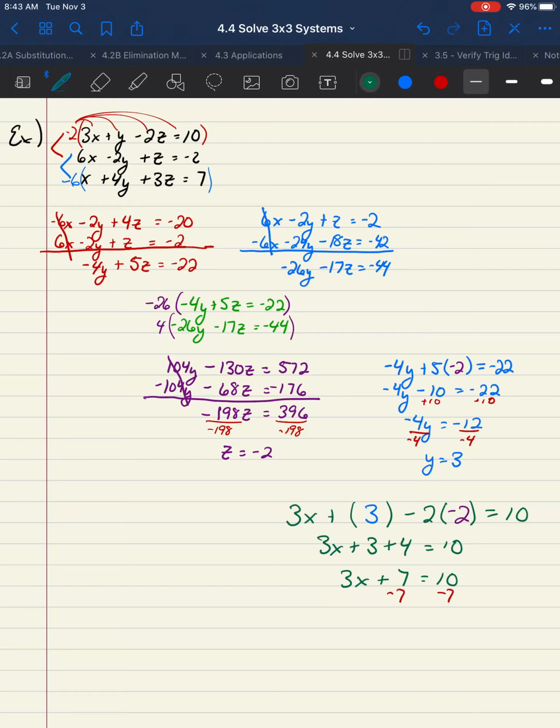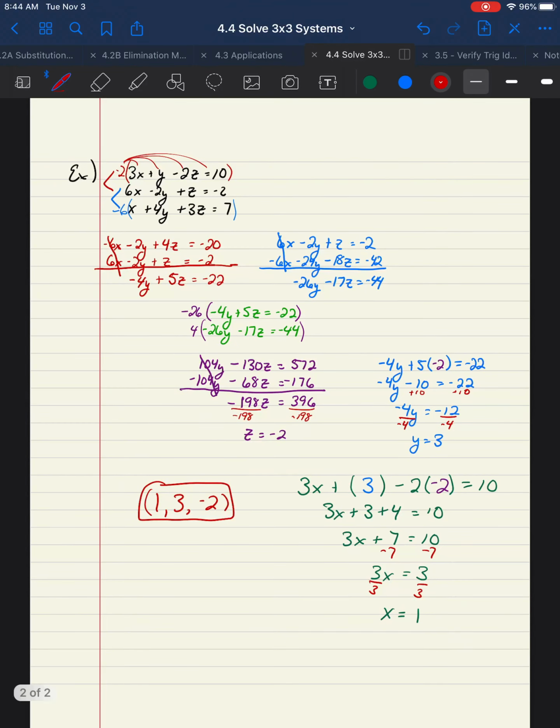Again, now from here, I'm just combining like terms and simplifying. And then I subtracted 7 from both sides. I end up with x equals 1. And then I write my solution as an ordered triple. X, y, z.